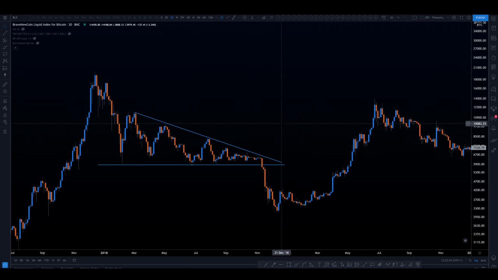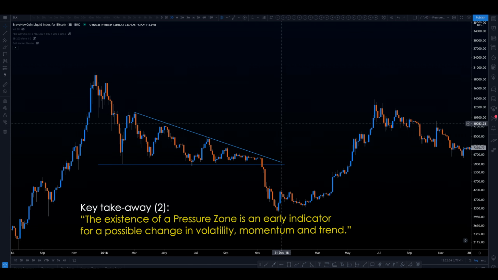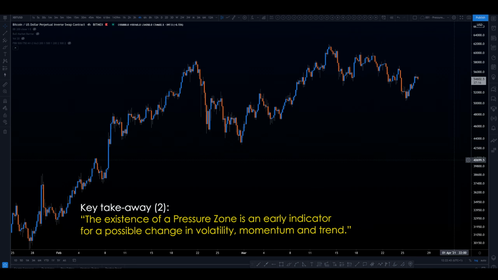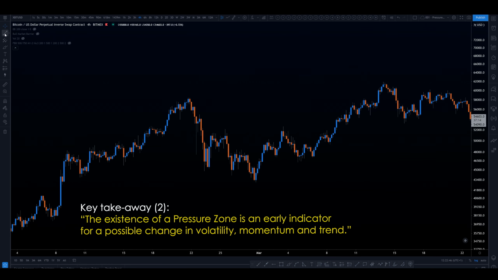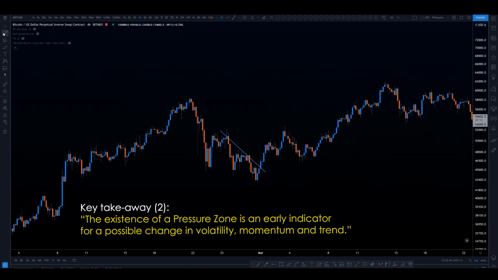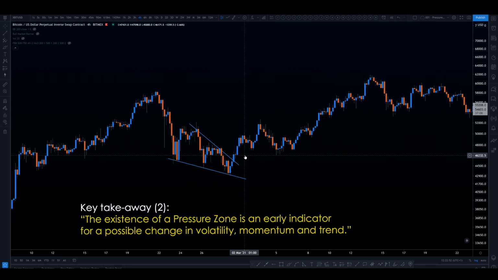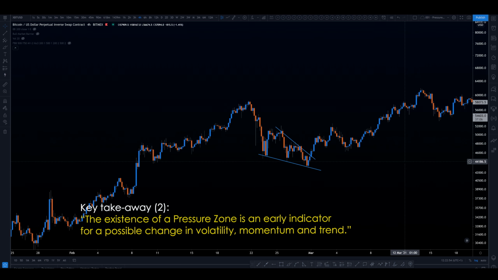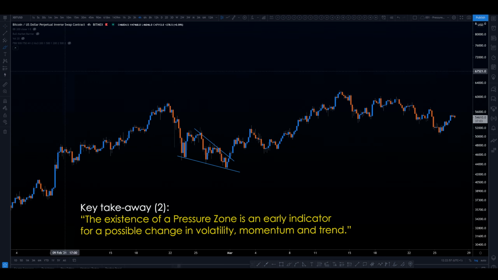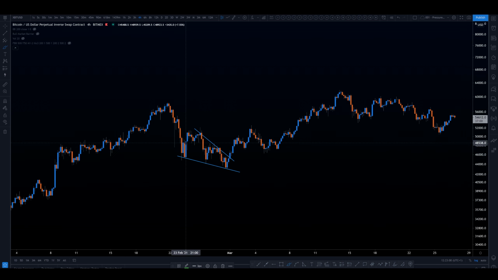The second key takeaway is that pressure zones are an early indicator of change in volatility, momentum, and possibly trend. Therefore, I would like to get some falling wedge, maybe this one. So you do have this kind of falling wedge here. And as you can see, pressure is being generated as we go down and enter a very narrow trading range over here.